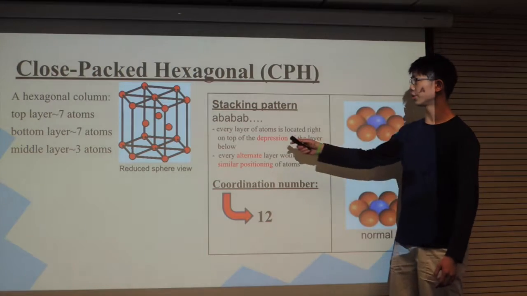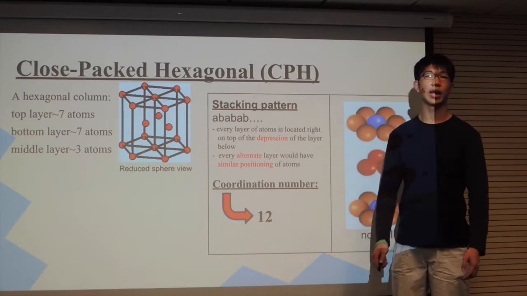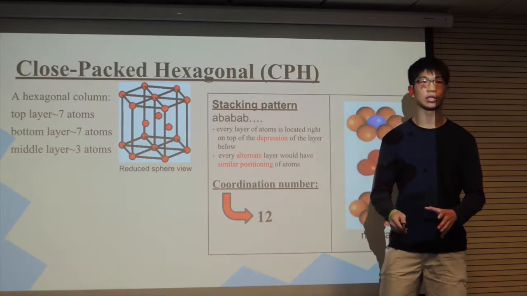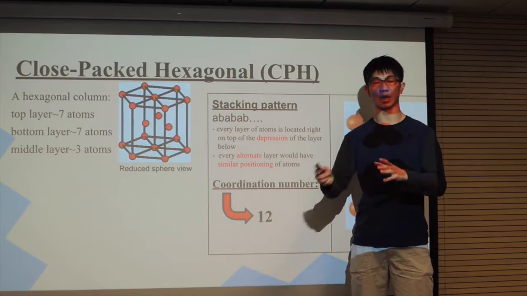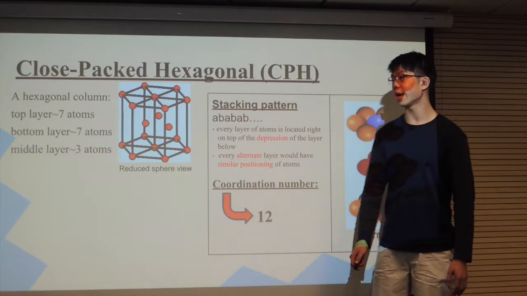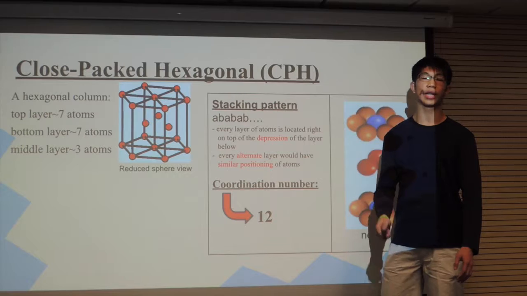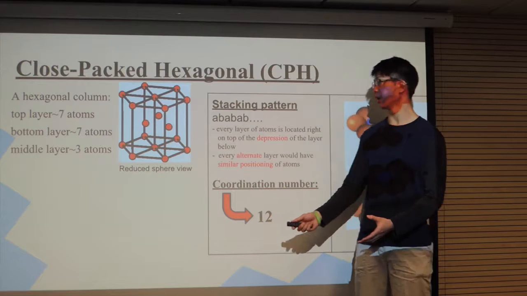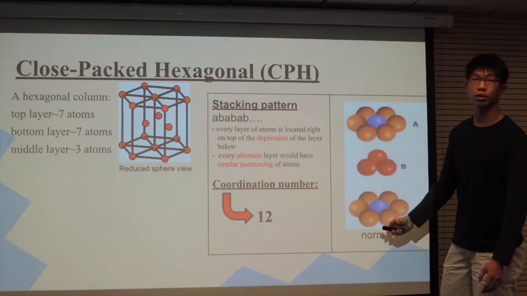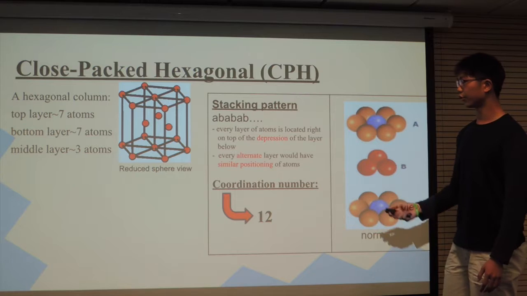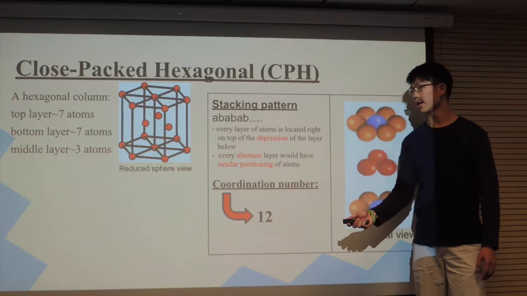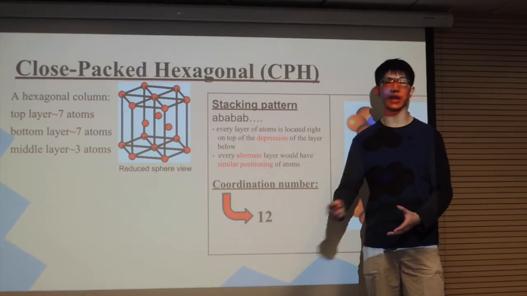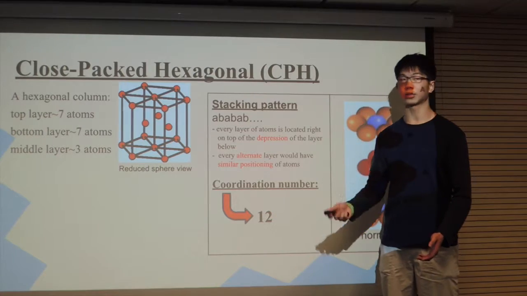You can see it has the stacking pattern of AB, AB, AB, and that means every layer within the structure is located right on top of the depressions of the layer below it. Also, every alternate layer will be exactly the same, and they will be the same as what we see in the normal view of the lattice structure. And the coordination number will be 12. By coordination number, we mean the number of atoms or ions immediately surrounding an atom or ion within the structure.